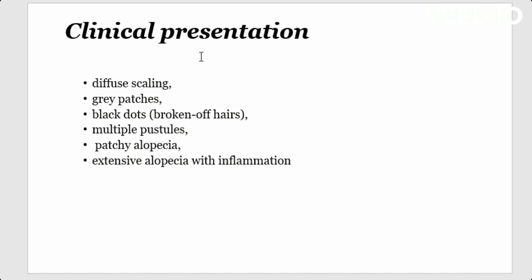The clinical presentation includes diffuse scarring, gray patches, black dots or broken off hairs, multiple pustules, patchy alopecia, and lastly extensive alopecia with inflammation. This is a picture which shows an example of a child who has tinea capitis.